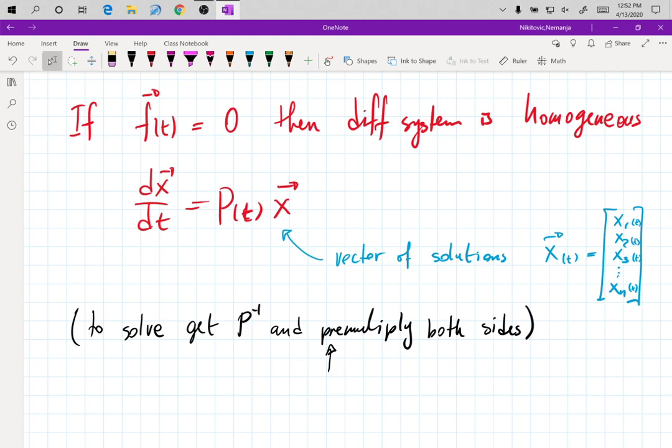But I have to say pre-multiply because P inverse times P is not the same as P times P inverse, because it depends on what you have in multiplication.